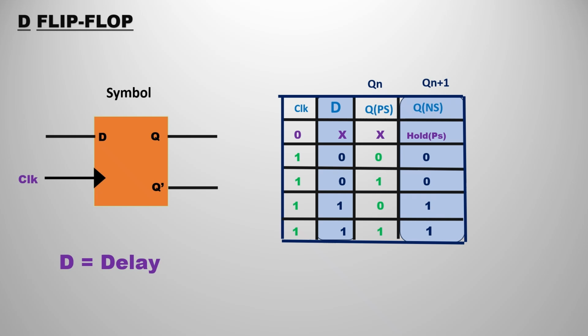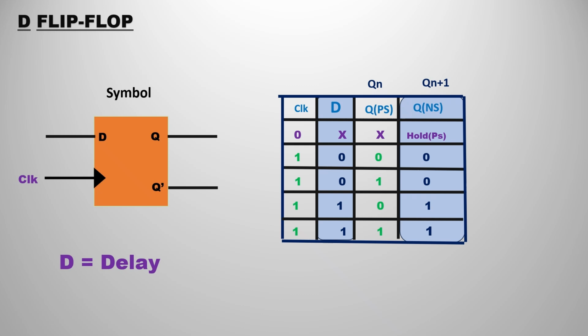So let us understand the D flip-flop here. D here stands for delay. The name itself suggests that delay means as you send the input, it is delayed and the same thing is returned at the output. This is the block diagram of the delay flip-flop. There is only one input called D and two outputs, Q and Q bar, and we have the clock as usual.